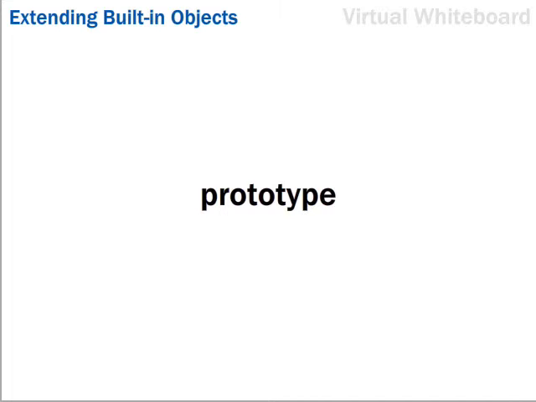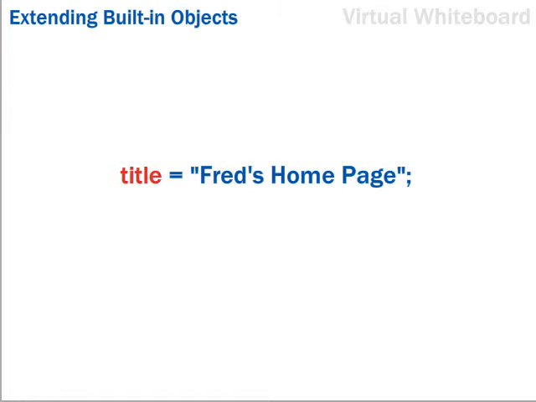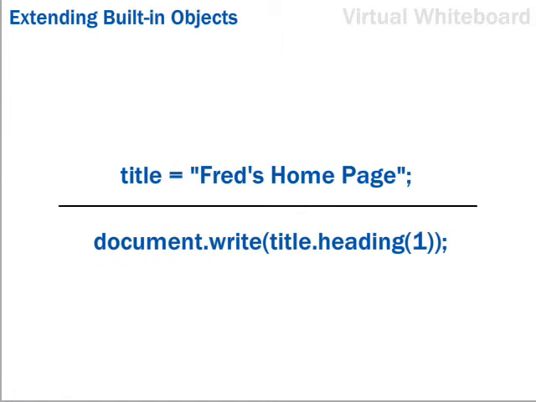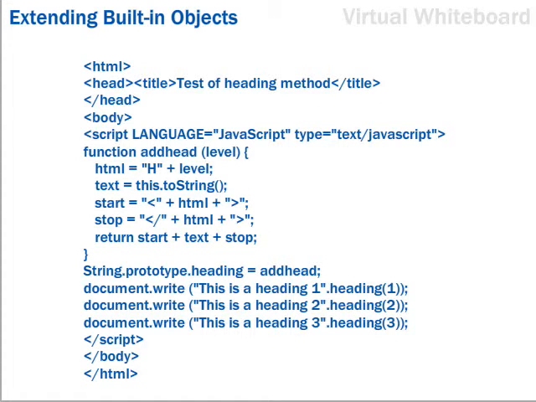As an example, let's add a method to the string object definition. You will create a method called heading, which converts a string into an HTML heading. This statement defines a string called title. This statement would output the contents of the title string as an HTML level 1 header. This list adds a heading method to the string object definition that will display the string as a heading and then displays 3 headings using the method.